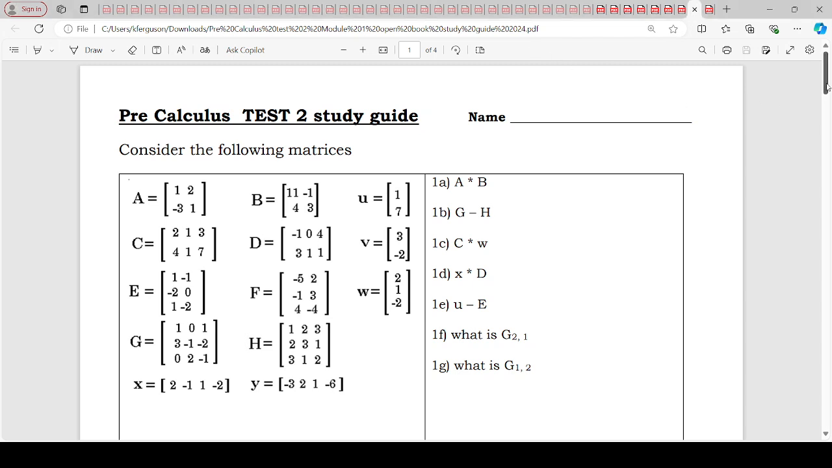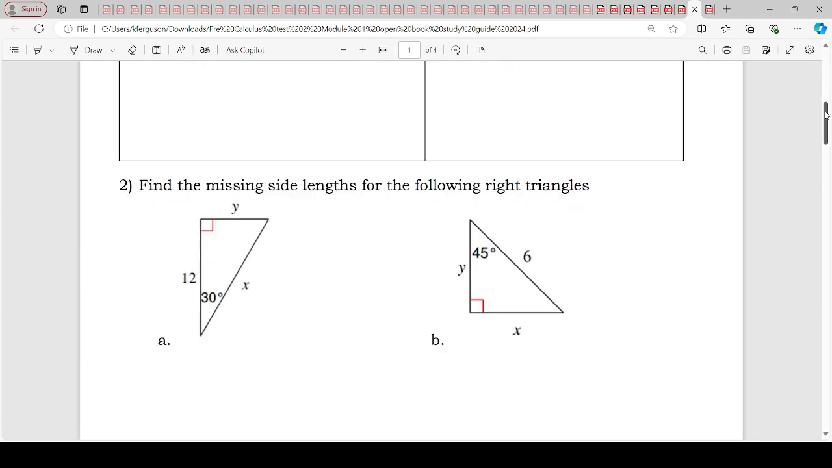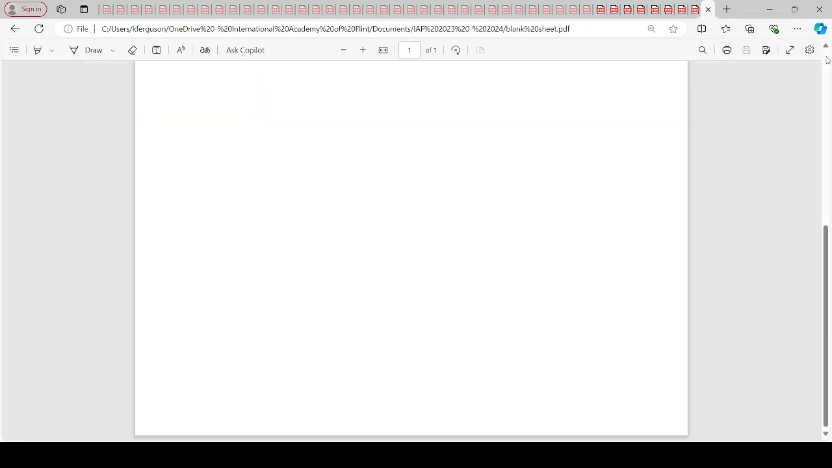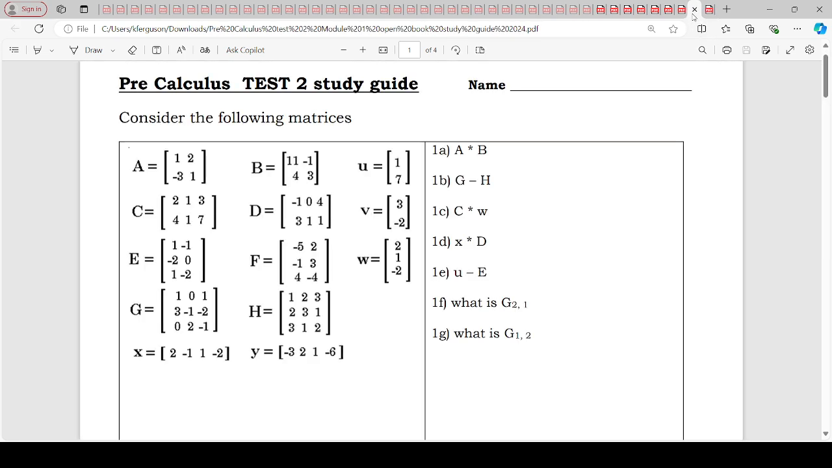All right. Here's the pre-calc test study guide. I'm going to go through it page by page. For this page, though, I'm going to be switching between a blank sheet and the test sheet. So let's get to the top here and let's go for our first problem.